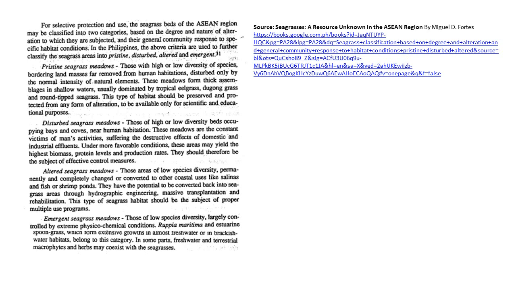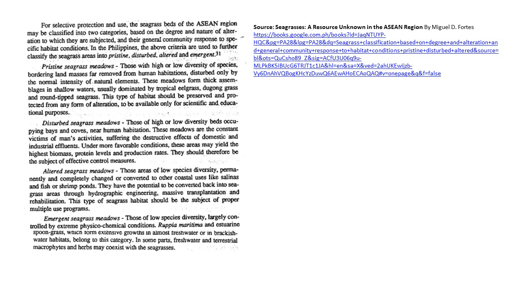disturbance from human activities. Altered seagrass meadows, those areas of low species diversity permanently and completely changed or converted to other coastal uses like salinas and fish or shrimp ponds. So, sa altered seagrass meadows, konti na lang yung species na nakikita doon. Hindi siya as diverse compared to the disturbed and pristine. Let's say, 1 to 2 species lang.